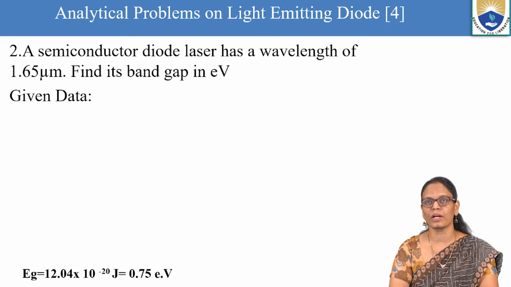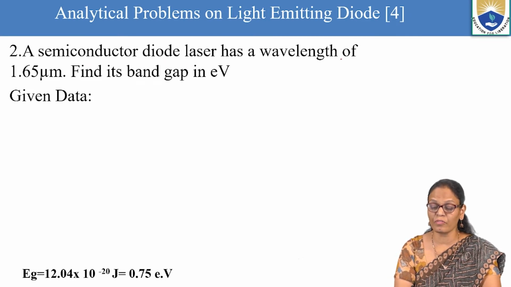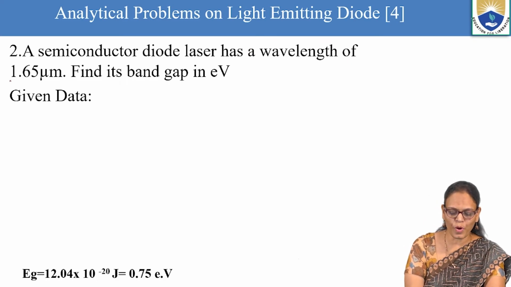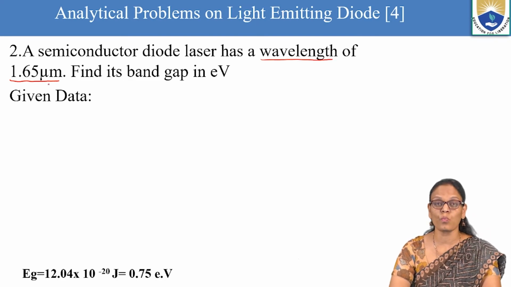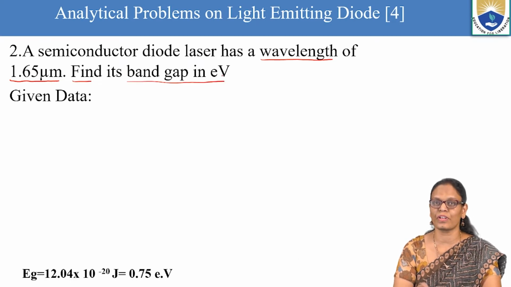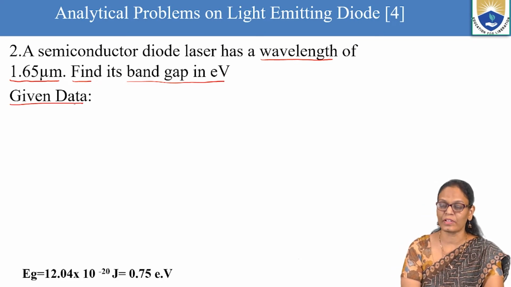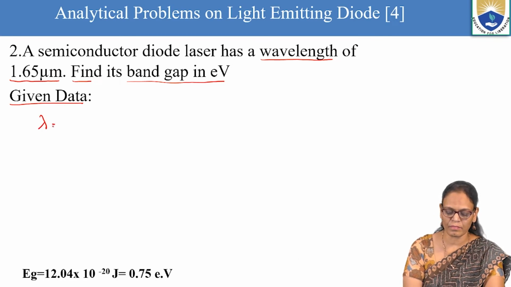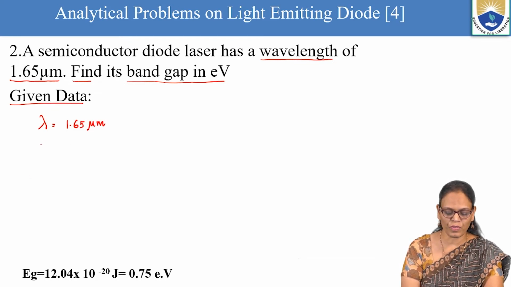Now coming to the second one, a semiconductor diode laser has a wavelength of 1.65 micrometer. The wavelength is given here. We have to find the band gap in electron volt. We have to express the band gap in electron volt. So let us write the data given. Lambda is given as 1.65 micrometer. We have to find Eg.